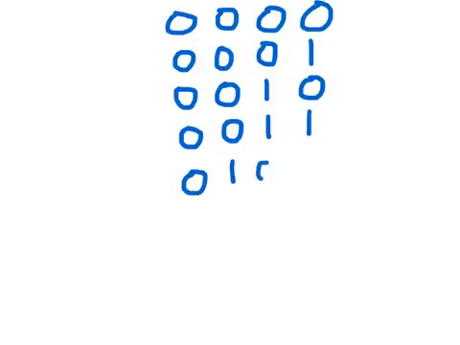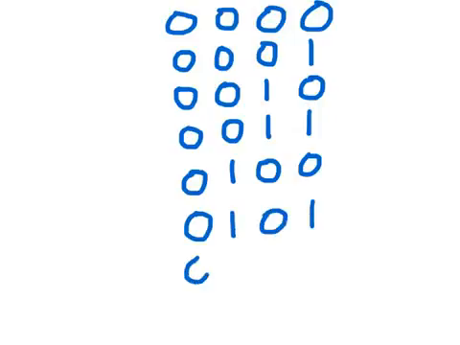We get 4 by putting a 1 in the 4's place. We get 5 by having 4 plus 1. We get 6 by having 4 plus 2. And that's how you do it.